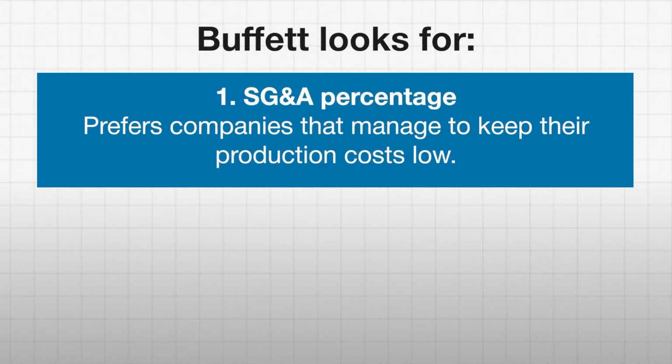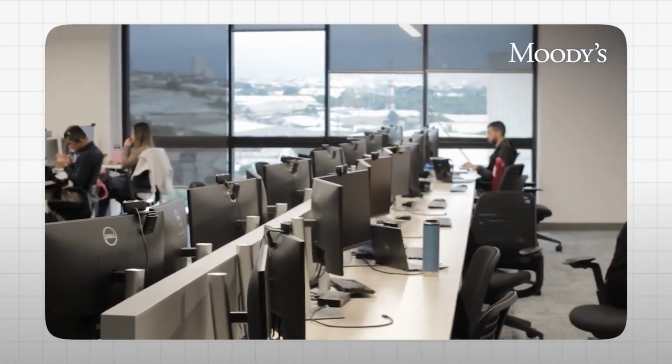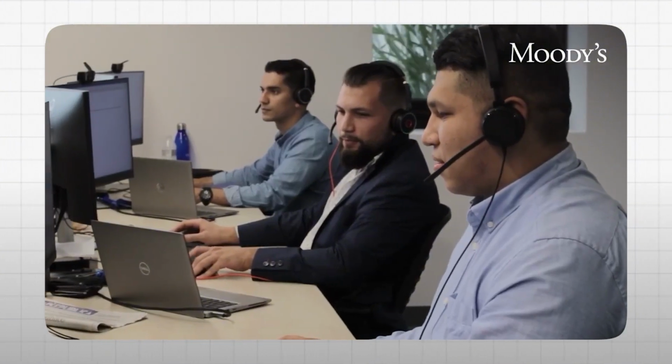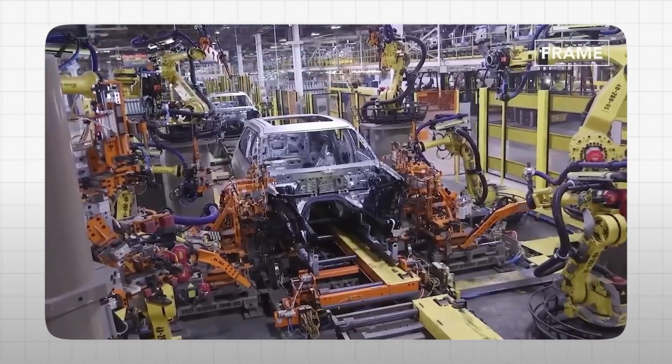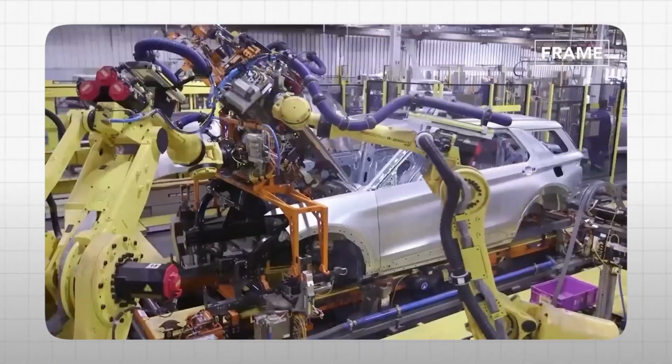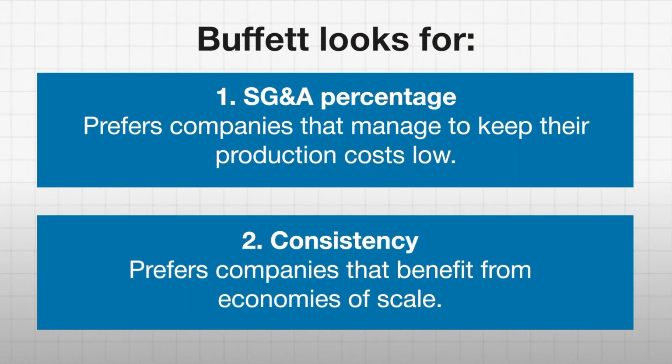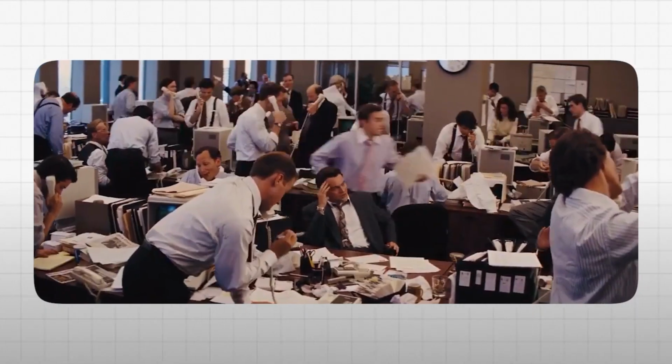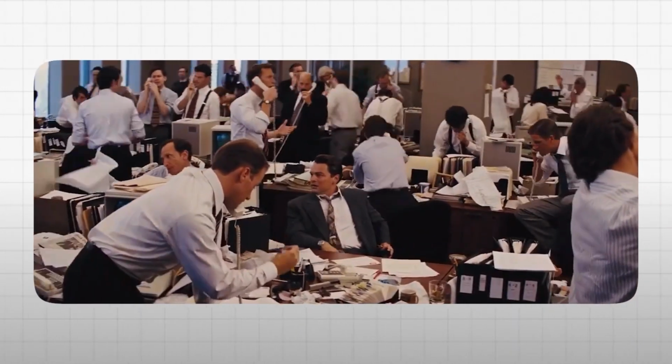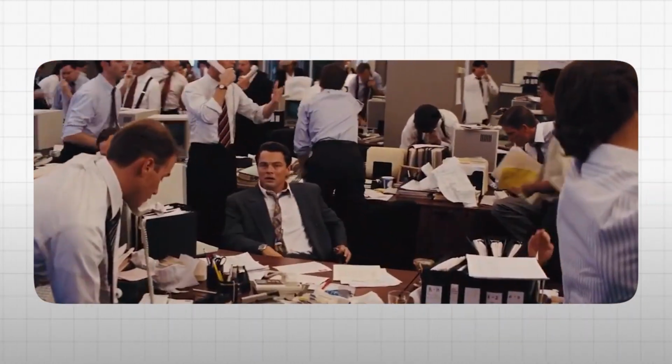First, SG&A percentage. For example, companies like Moody's spend about 25% of their gross profit on SG&A, while Ford spends up to 80%, making it less efficient in converting revenue into profit. Second, consistency. Just like with gross margins, Buffett prefers companies that manage their SG&A costs consistently. For Buffett, large, unpredictable jumps in SG&A spending signal trouble in managing costs effectively.